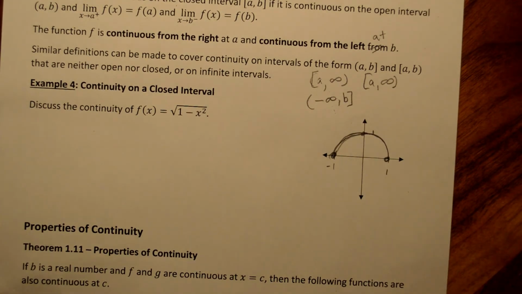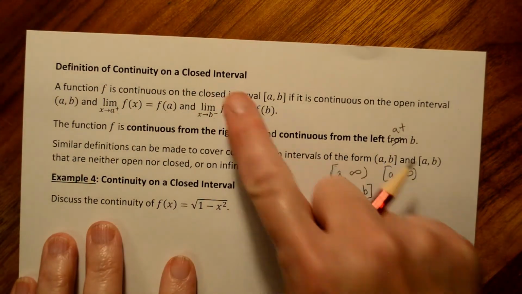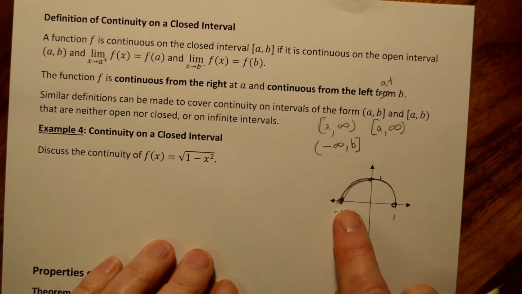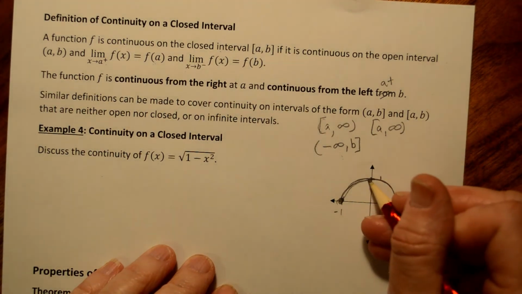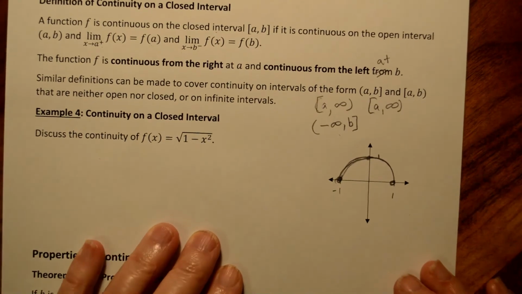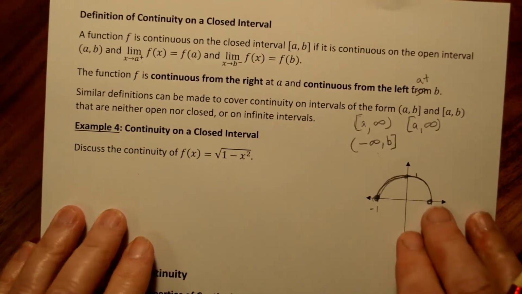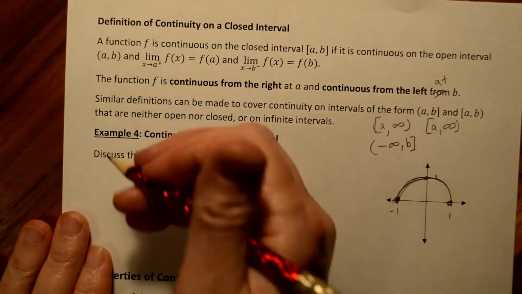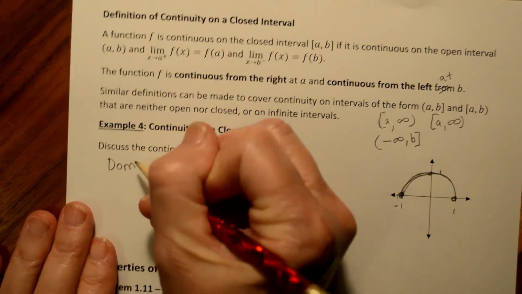So the difference between this and when we just saw this a second ago with 4 minus x squared is now we have this definition of continuity on a closed interval. So we can say that it exhibits continuity at this endpoint right here or this endpoint right here. All right, so let's just say everything we know. So we would say the domain.